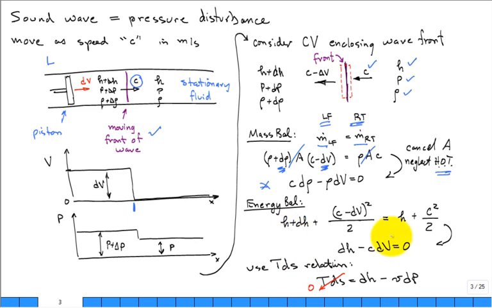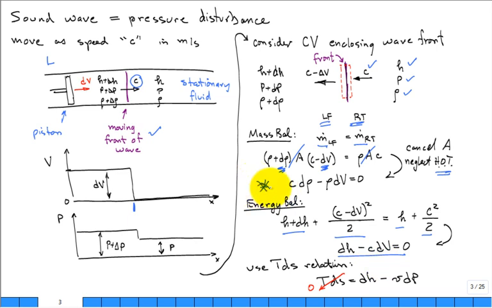Let's look at the energy balance equation. Does this look familiar? I have what's flowing in. It's enthalpy plus kinetic energy. On the left side, I have its enthalpy, not the same as what's H on the right. And then I have its kinetic energy. Does that look familiar? Again, neglect dV squared, the higher order term. You get this as the reduced energy balance.